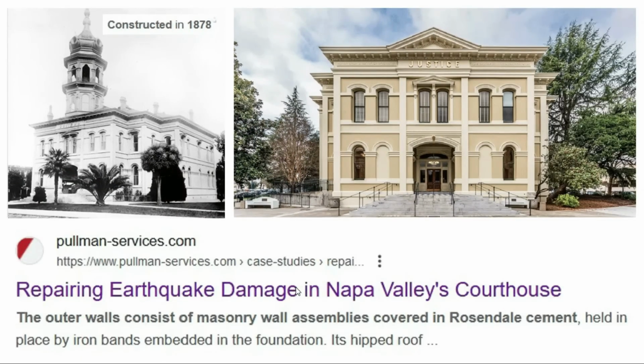They were doing restorations on this courthouse more recently, and they found out that the outer walls consist of masonry wall assemblies covered in this Rosendale cement, this natural cement, which we find associated with a lot of these old world Tartarian buildings. So I thought that was pretty interesting, because again, this is on the West Coast, and we don't get a lot of information about the use of this natural cement on the West Coast, but it does exist. So I just wanted to add that here at the end.